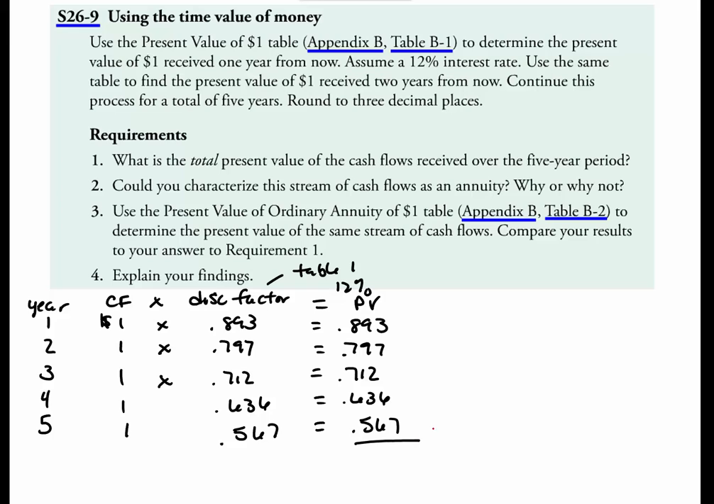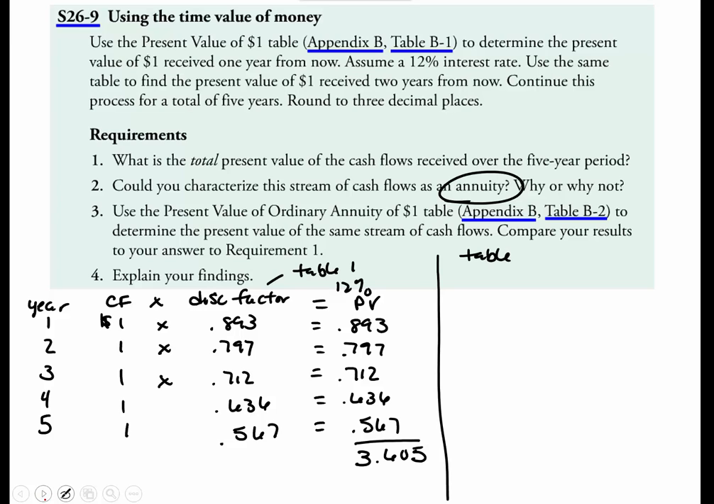If you added those up, you get 3.605. So receiving $1 a year for the next 5 years is the same as receiving $3.60 today. Okay? That's what that means. So $1 a year for 5 years equals the same as getting $3.60 now. This is an annuity, right? It's the same amount every single year, so that's an annuity. So that means I could use Table 2, which is the present value of an annuity.